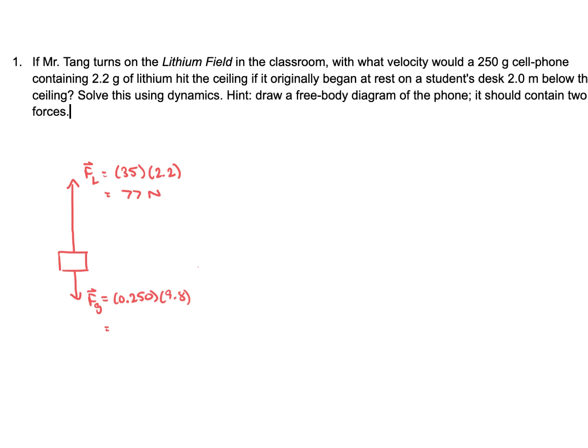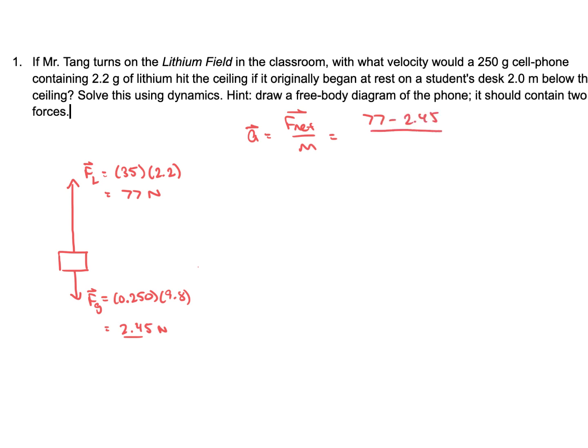The other one, actually, I probably don't need a calculator either. That'll be 2.45 newtons. So there is a net force pointing up. 70 newtons is way bigger than 2.45 newtons. So I can get the acceleration with Newton's second law, the net force divided by the mass. So the net force will be 77 take away 2.45.